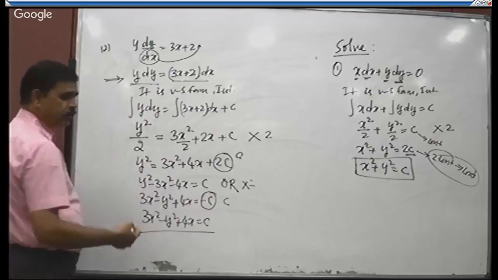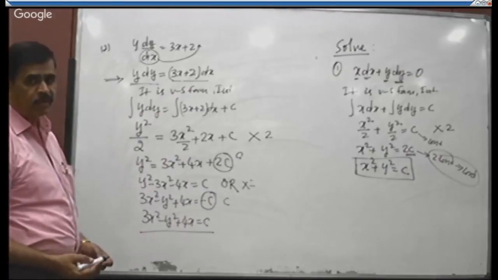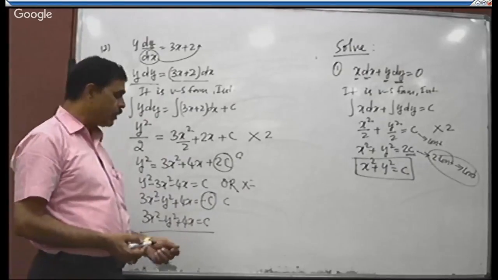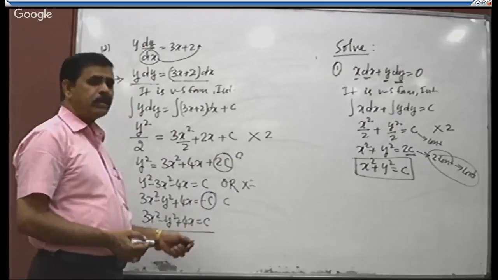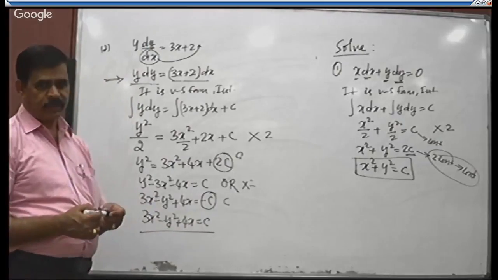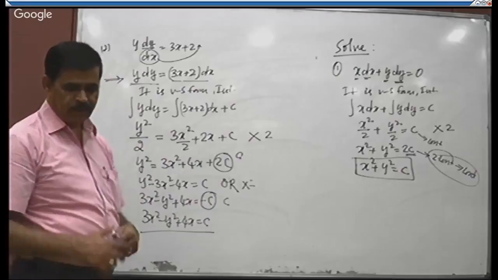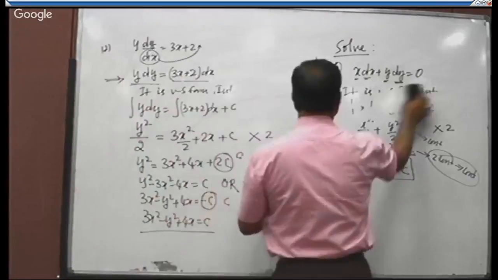Minus c, 2c, 3c, 5c, they are all what? They are all the constants only. Finally, we will write only in terms of c, that is constant of integration.